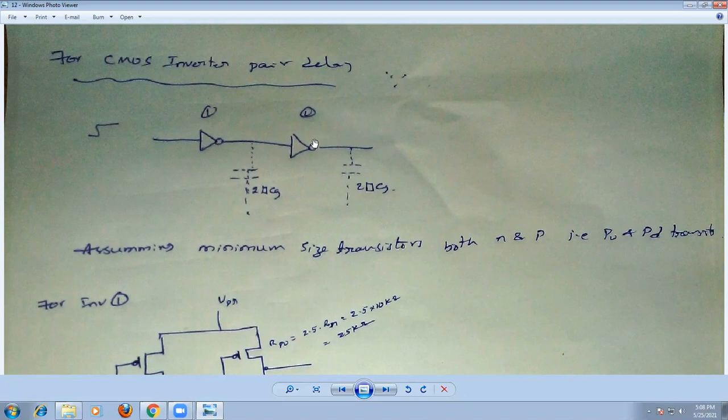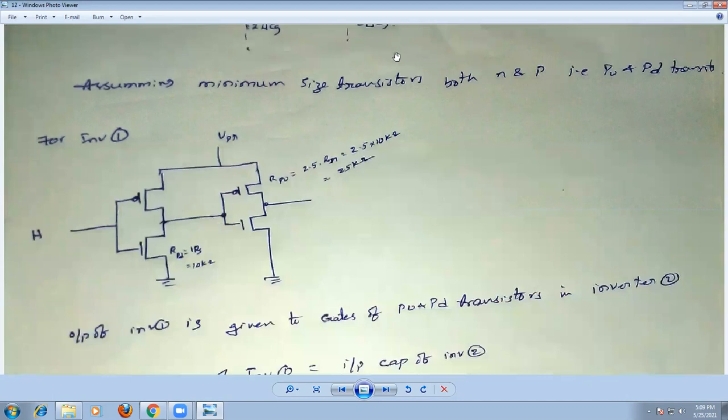Okay, assuming that we are having the minimum size transistors. Now what happened? How to calculate the delay in this case? Once again, assuming that the input is high state, the same process.